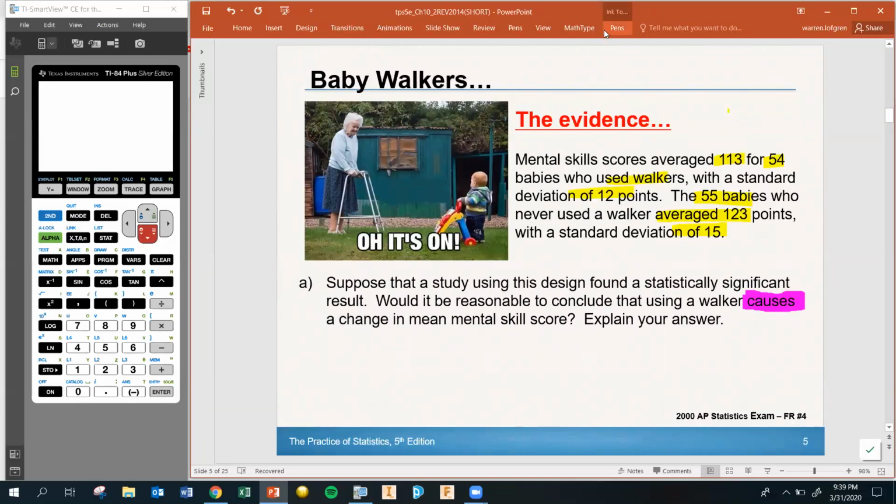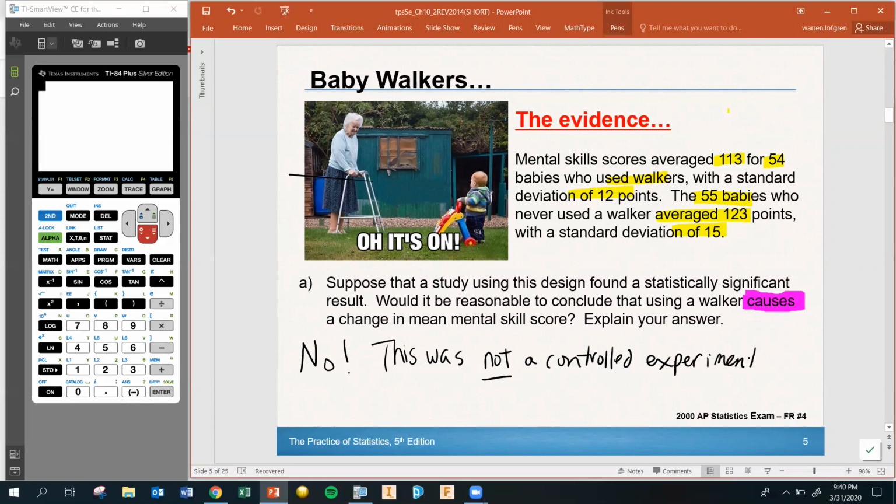So when we answer this question, we're going to definitely say no. And the reason you cannot conclude using a walker causes the change is because this was not a controlled experiment. And so because of that, no cause and effect can be determined.